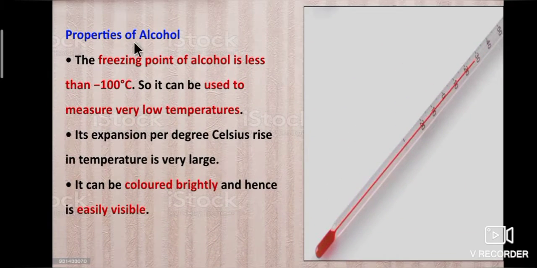Second one is properties of alcohol. The freezing point of alcohol is less than minus 100 degrees Celsius. So it can be used to measure very low temperatures. Its expansion per degree Celsius rise in temperature is very large. It can be colored brightly and hence is easily visible.